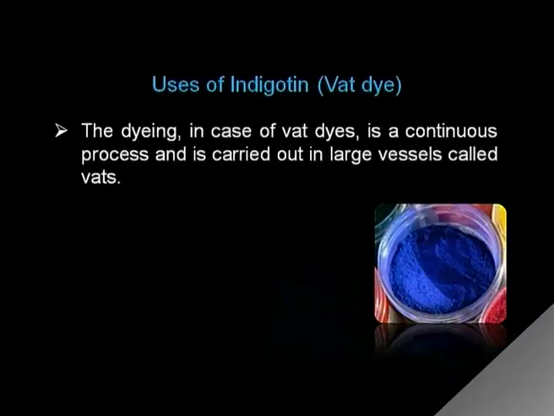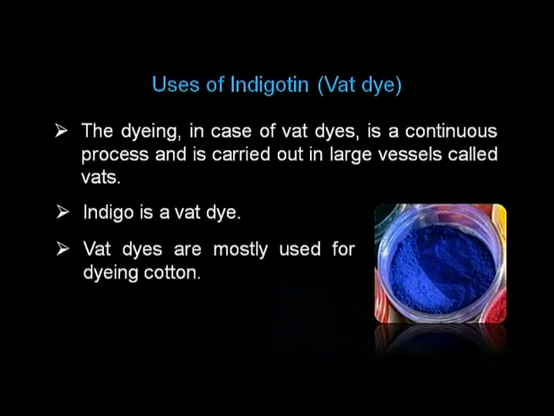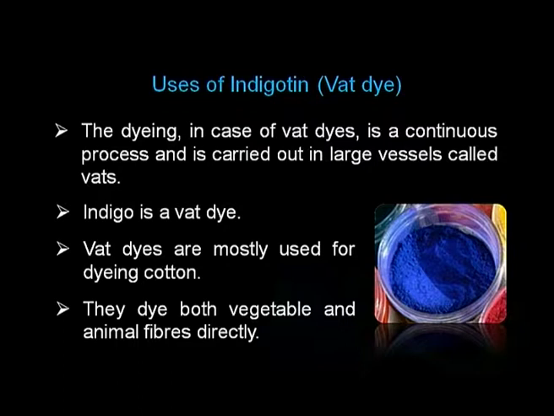The dyeing in case of vat dyes is a continuous process and is carried out in large vessels called vats. Indigo is a vat dye. Vat dyes are mostly used for dyeing cotton. They dye both vegetable as well as animal fibers directly. In this figure is shown the color of indigo. It has a bright blue color.